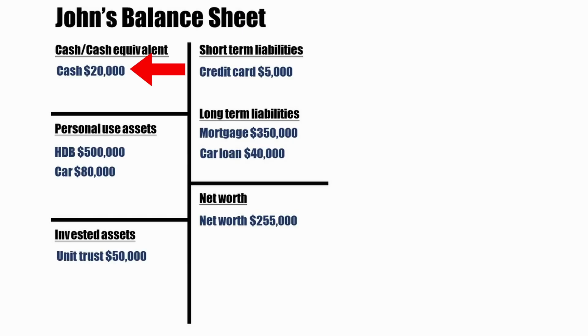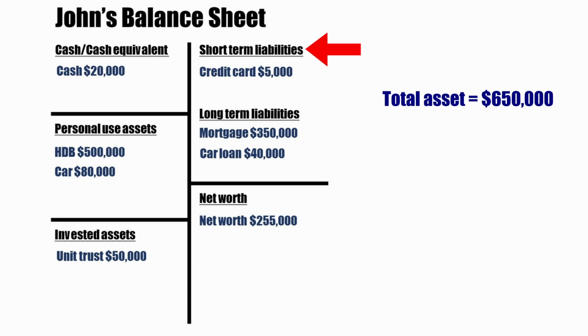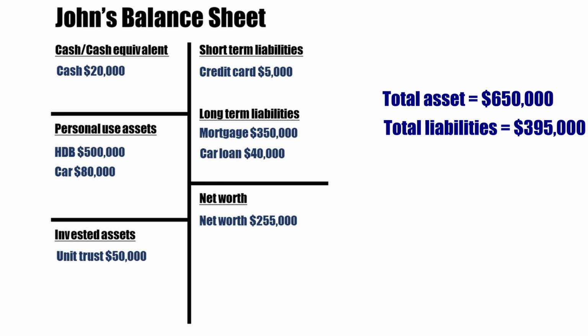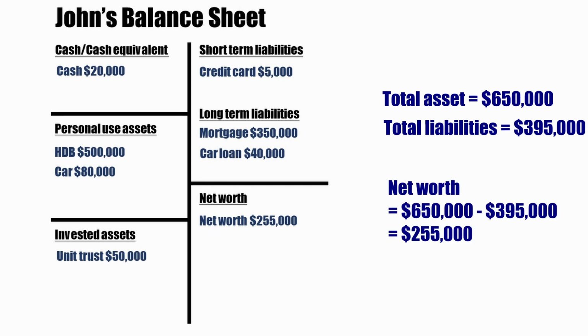So now that we know the components of your personal balance sheet, let me give you an example of how you can use it. I'll use John's personal balance sheet as an example. Over here, he has $20,000 in cash equivalent, $580,000 in personal use assets, which comprise his HDB and his personal use car. In his investment assets, he has $50,000 in unit trust. As for his liabilities, at this point in time, he has $5,000 in credit card bill, and for his long-term liabilities, he has a mortgage of $350,000 and a car loan of $40,000, which makes his total liabilities $395,000. So if you take all of his assets and minus off all of his liabilities, then you will be able to calculate his net worth, which is $255,000.